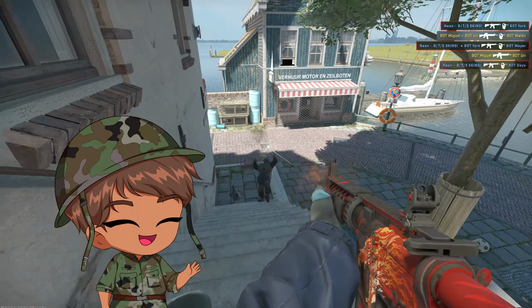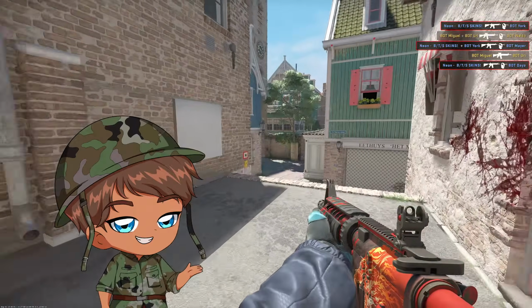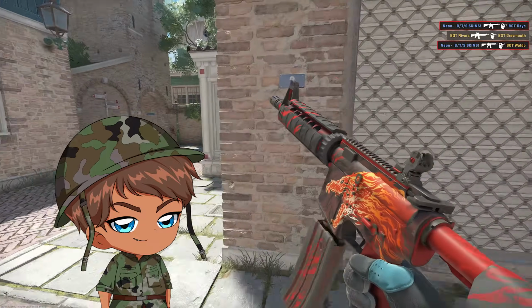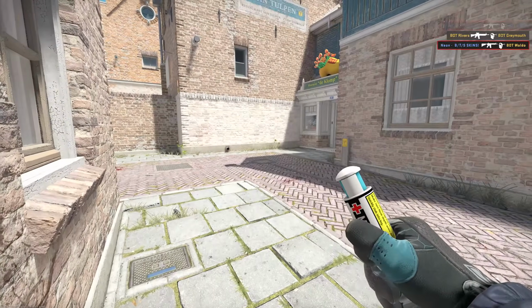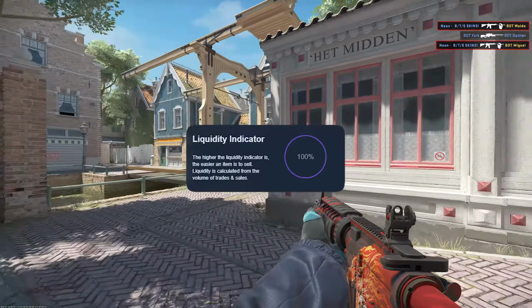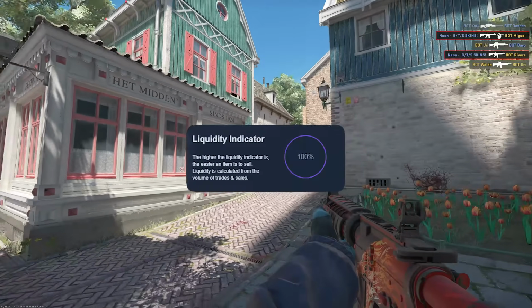I am of course talking about liquidity. Let's see what this is, why it is so important, and give you some examples on how you can determine yourself how liquid any item is. If you regularly trade skins, this number should be as important to you as the profit on your trades.